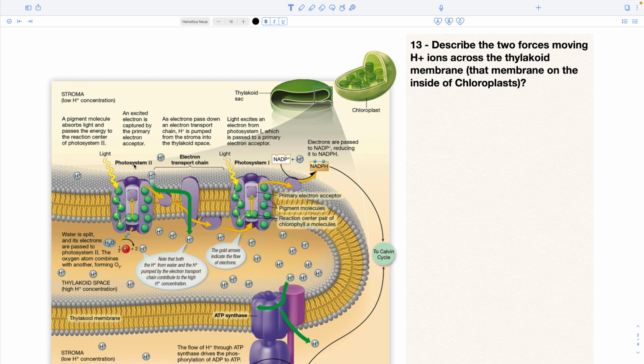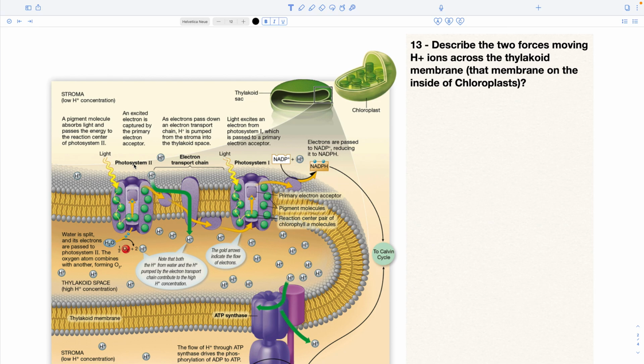So there are two forces that you can go through that channel. Passive transport and active transport. Remember that? Sit in your inner tube and go with the flow. Whoop! You don't even have to do anything. No energy required. The other one is try to paddle upstream. That's called active transport. Question 13. Describe the two forces. Active transport.